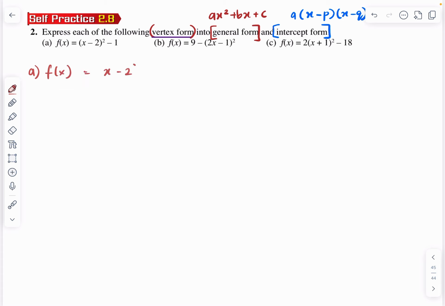(x − 2)² − 1. So if we expand this, we are going to get x², then 2 times x is 2x, times negative 2 is negative 4x. Then negative 2 squared will give plus 4, minus 1. x² − 4x + 3. So this will be in general form.